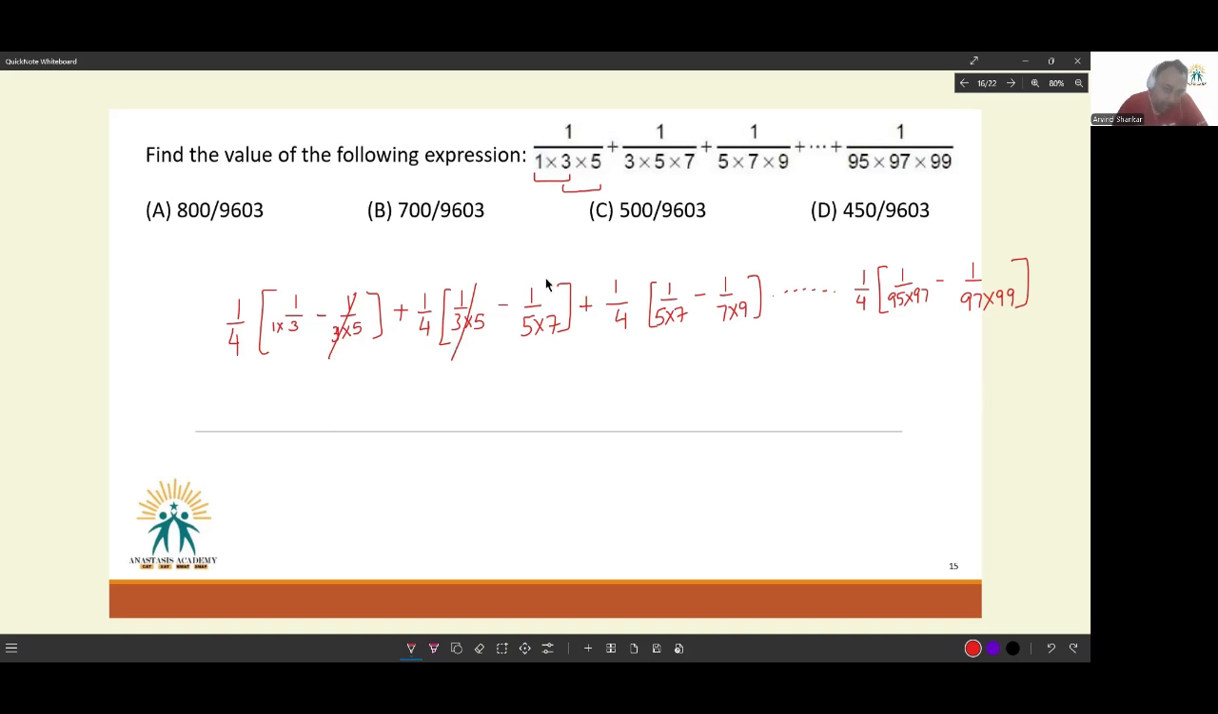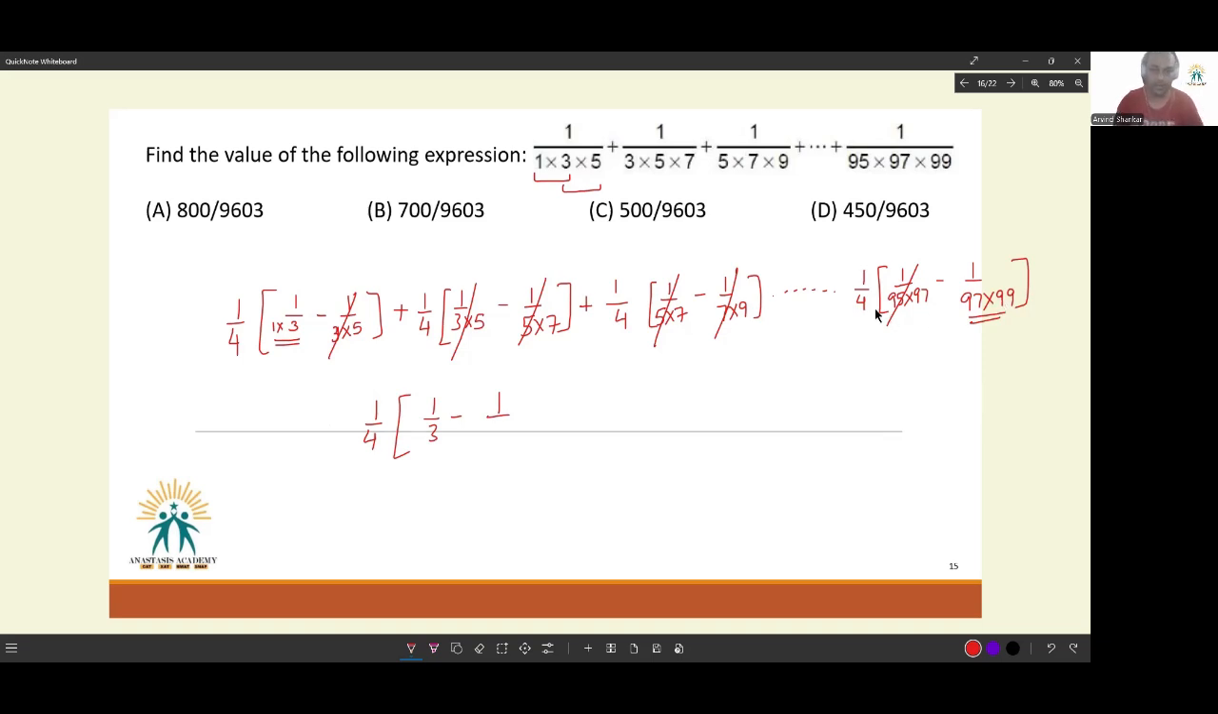The absolutely wonderful thing is, you see, negative part of the first term, positive part of the second term, negative part of the second term, positive part of the third term. Every intermediate term gets cancelled except positive part of the first and negative part of the last. So I have 1 by 4 on the outside. I'll be left with 1 by 3 minus 1 by, this is 97 into 99.